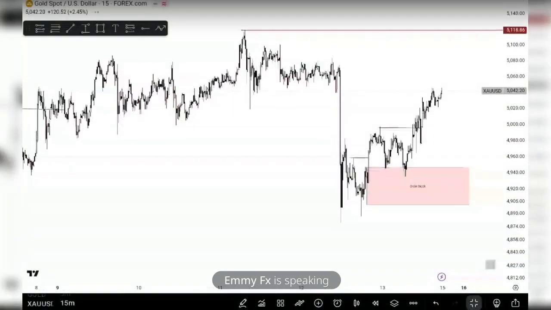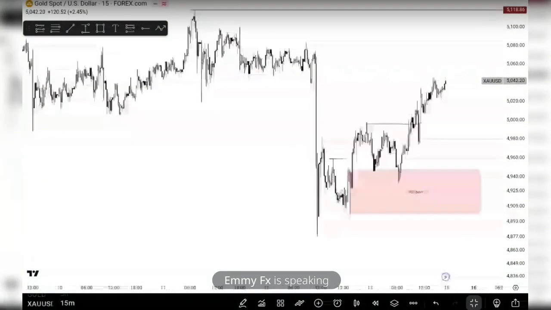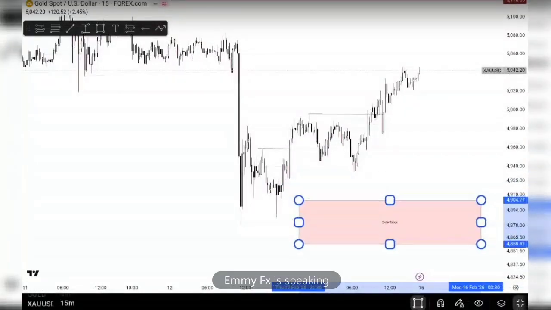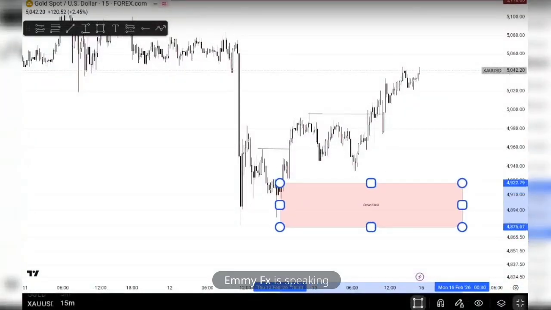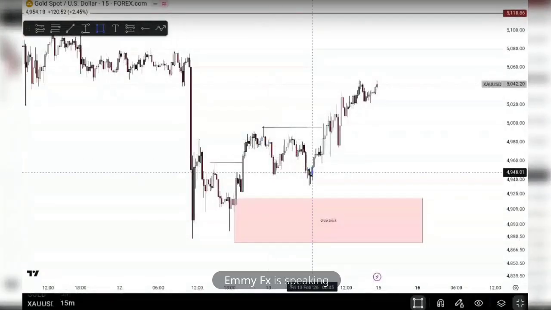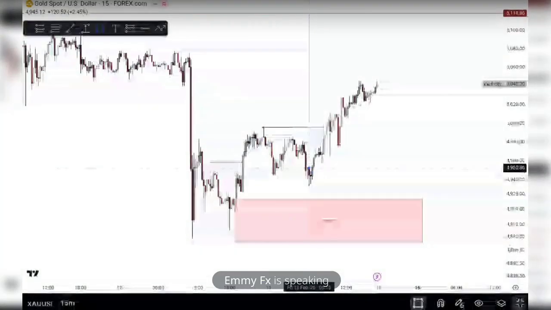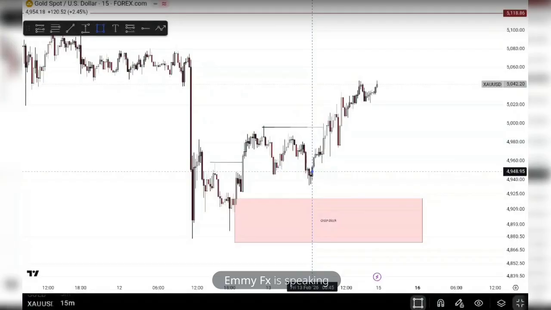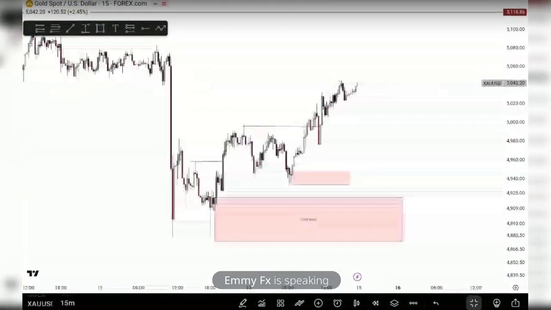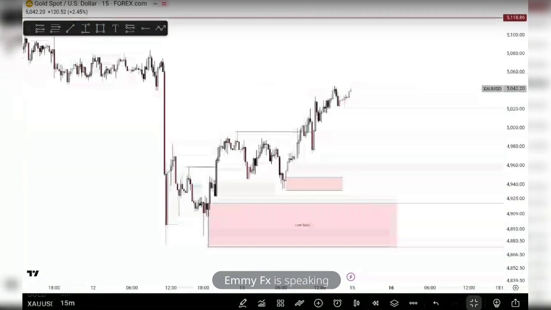In the 15-minute time frame, we have two order blocks that price did not mitigate. We have this order block which is sitting here, and we also have this other block which is sitting here. Now I want us to really understand something pertaining to the chart.